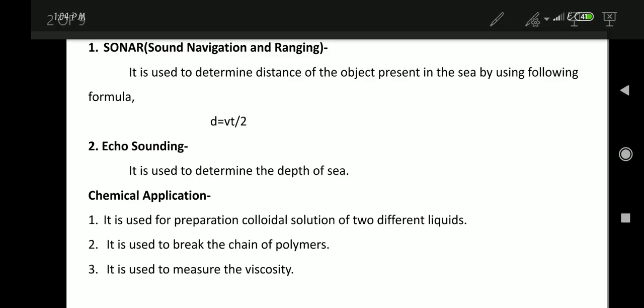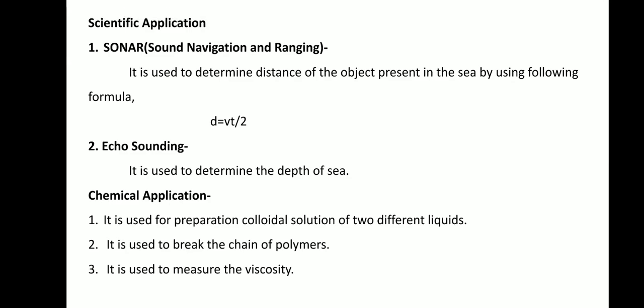Next we discuss the scientific applications. The first scientific application is sonar, that is sound navigation and ranging. It is used to determine the distance of an object present in the sea by using the formula D equals vt divided by 2. Understood? By using this formula we can calculate the distance of the object which is present in the sea.